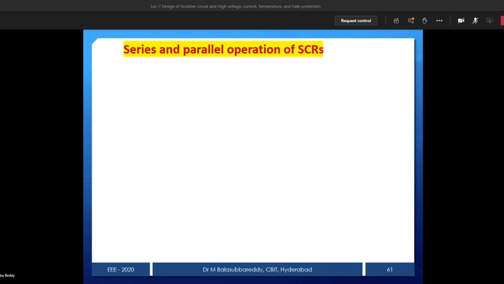The thing is, one SCR has a rating. Different ratings are available, up to a maximum of 3 kiloamperes in one SCR. But in industry, you may require more than the available rating of an SCR. It may be voltage rating or current rating. If that is the case, what do you have to do?